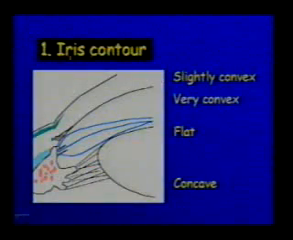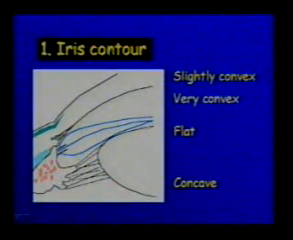Narrow angle. Identification of the different parts of the angle, one has to observe the following. First, one has to notice the iris contour.